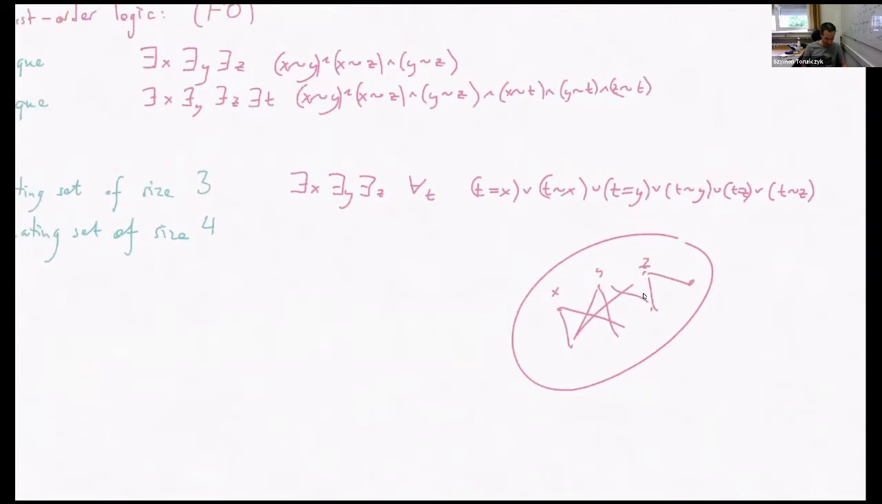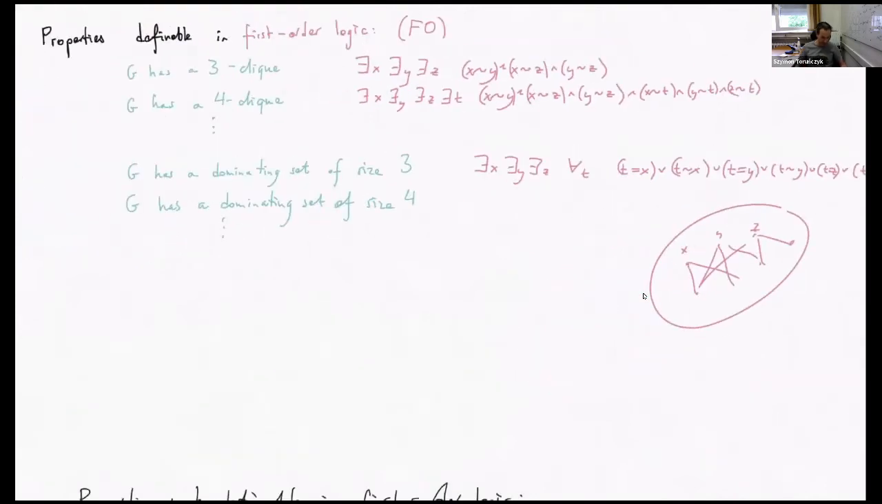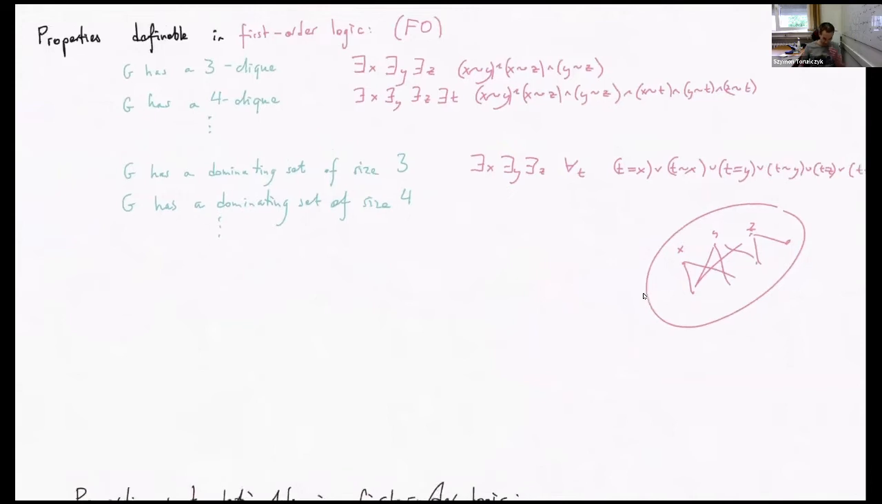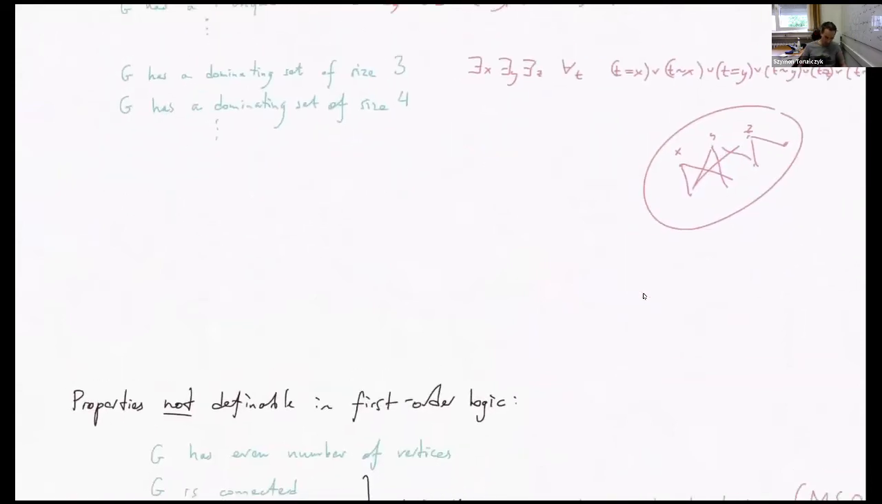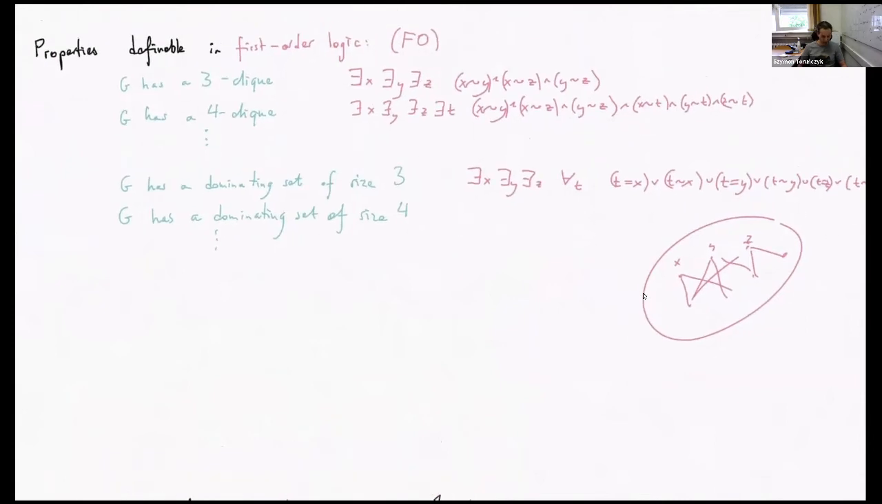So this is a dominating set of size three. Similarly, you can say that G has a dominating set of size four. This can be expressed by a first order formula. But first order logic is quite limited.